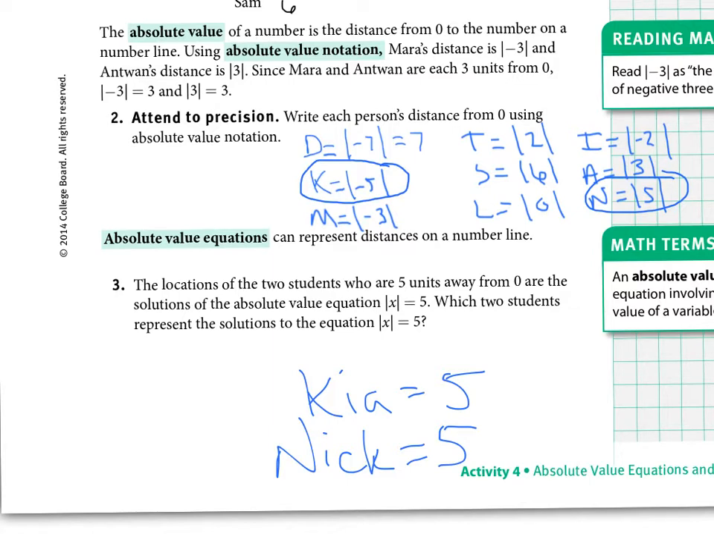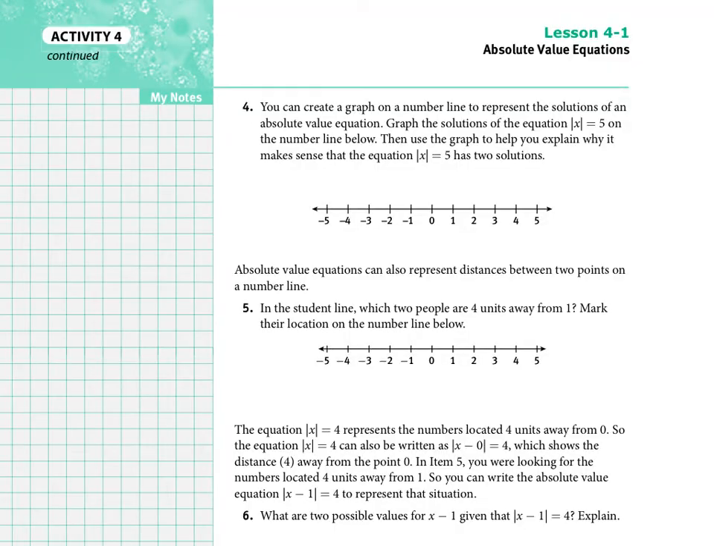Unless you're at 0, there are always 2 spots on a number line that are equal distance from 0. One negative and one positive. Okay, let's go to number 4. So we go to the next page here on number 4.